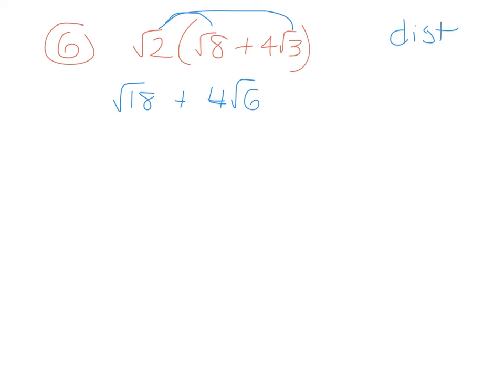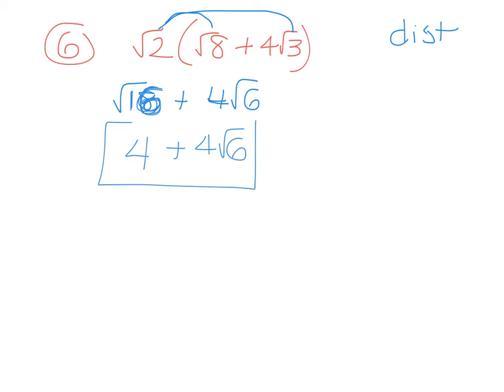Now I simplify. Oh, I'm sorry. Made a mistake. This was rad 16 in here. 2 times 8 is 16. Rad 16 is a perfect square. It equals just plain 4. Plus 4 rad 6. These are not like terms. They can't be combined. So you leave it like this.